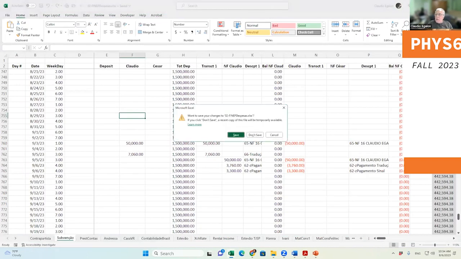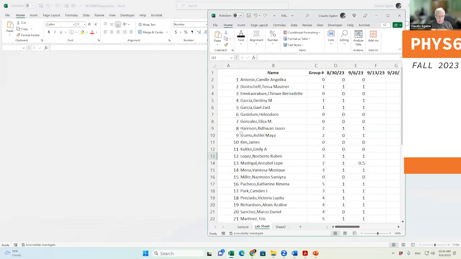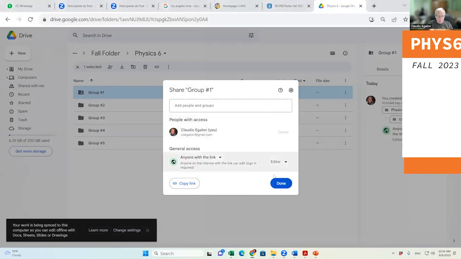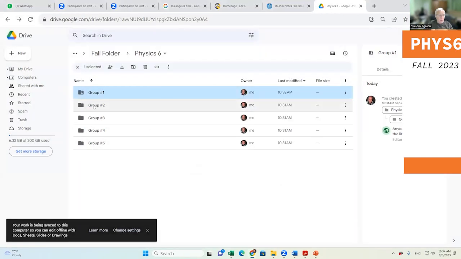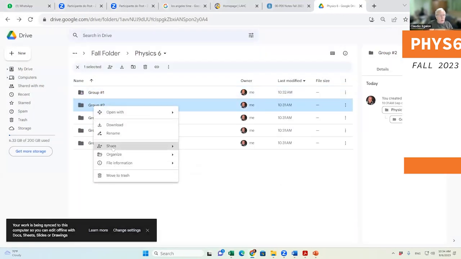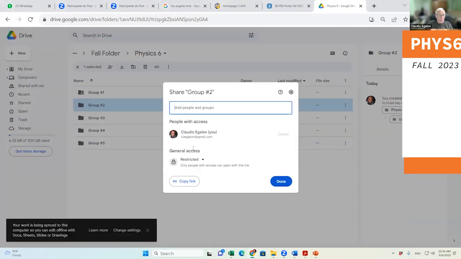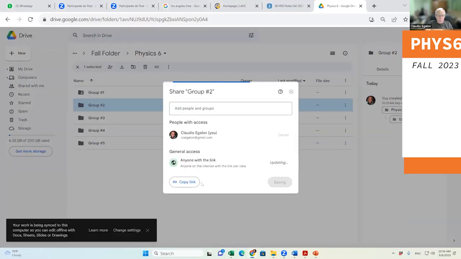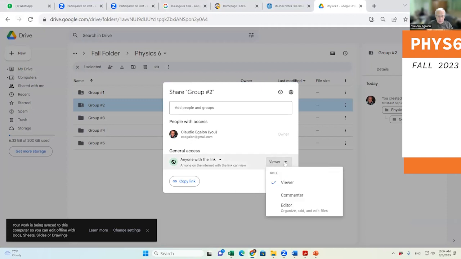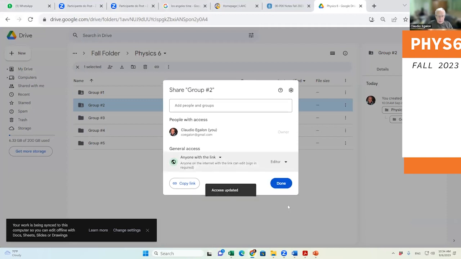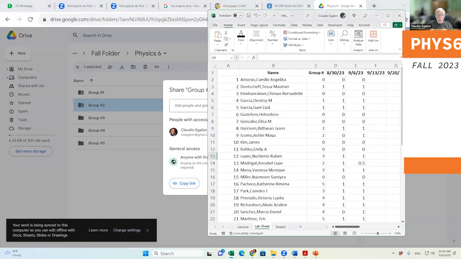I'm gonna close this one here, don't need that. Let's go for group 2 now. Share. See, anyone with the link can access this document. And who are the students in group 2? Read one. Okay. I'm gonna send you the link. Please share this link with the other students.